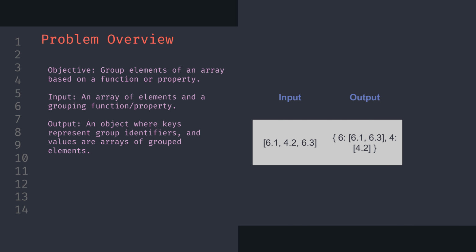The goal is to take an array of elements and group them into categories based on a function or property. For instance, given an array of numbers, we can group them by their integer parts using the method_flow function.